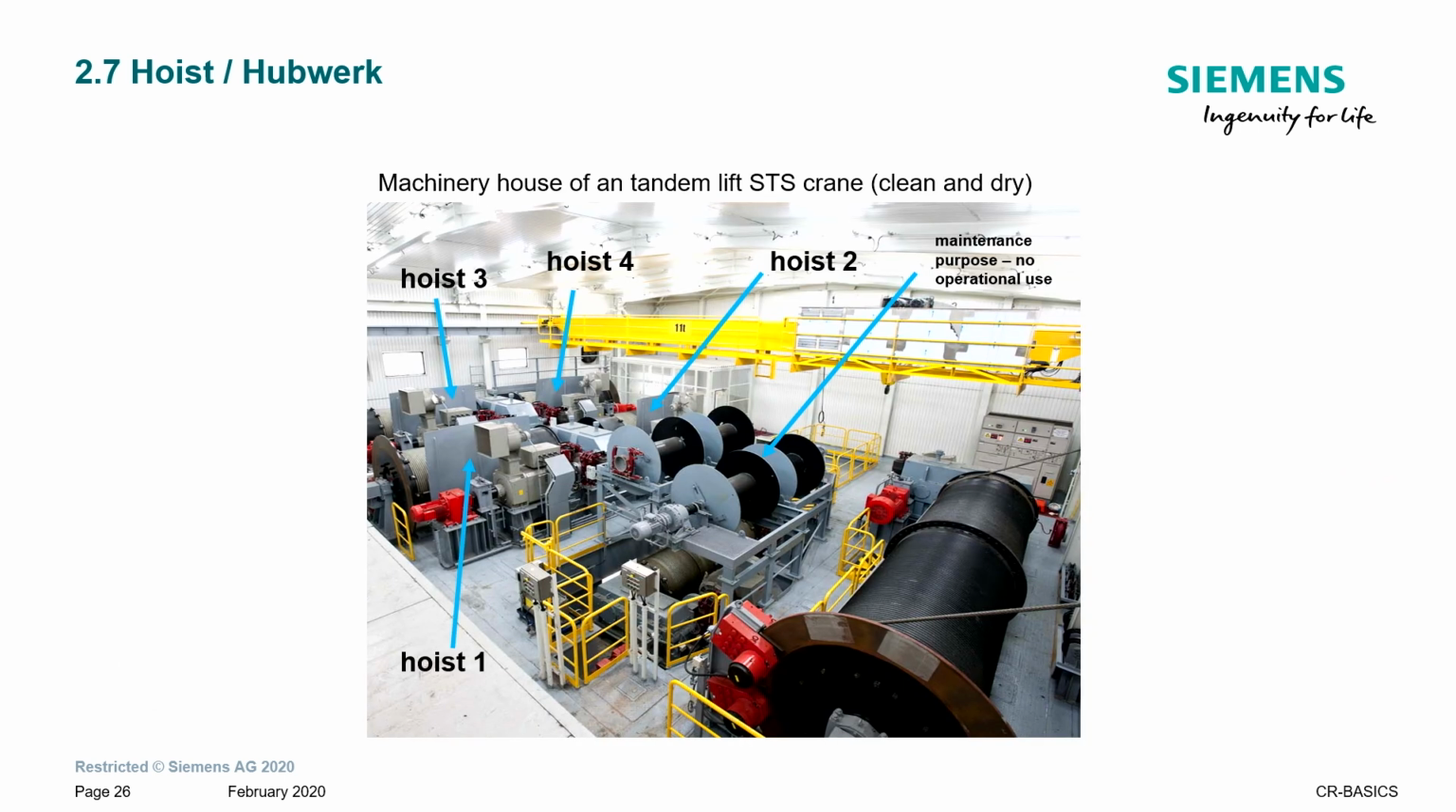What is another advantage of having all the components in the machinery house? As you see in this picture again, it's very clean. You have good lighting, you have space, you can air condition this room, you can heat this room, so it's, let's say, very safe environmental conditions.